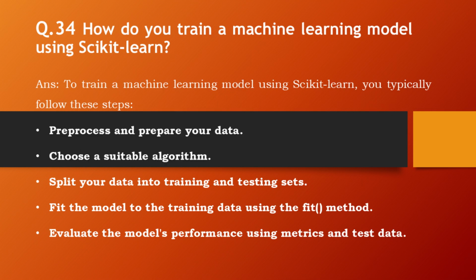How do you train a machine learning model using scikit-learn? To train a machine learning model using scikit-learn, you typically follow these steps. Preprocess and prepare your data. Choose a suitable algorithm. Split your data into training and testing sets. Fit the model to the training data using the fit method. Evaluate the model's performance using metrics and test data.